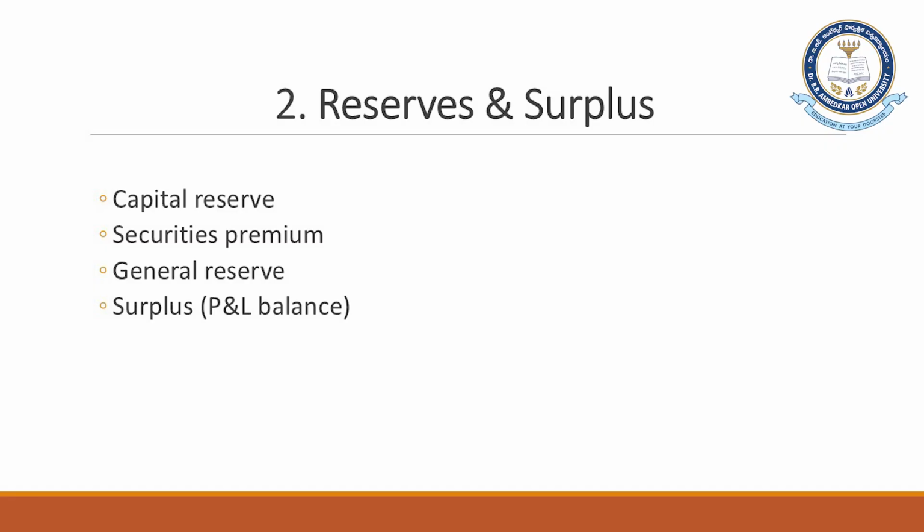Second subgroup is reserves and surplus. Reserves and surplus shows capital reserve, securities premium, general reserve and surplus, either profit or loss balance. Capital reserves: any kind of extraordinary transaction, like sale of an old asset where some benefit is earned by the company, will come under capital reserve.